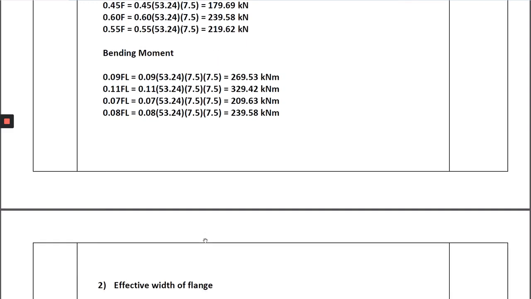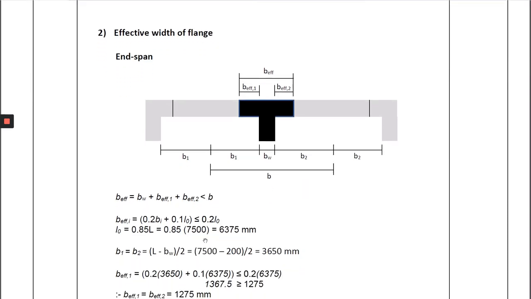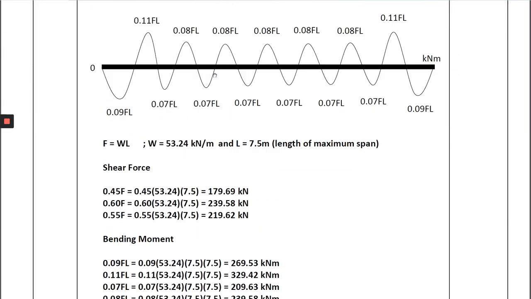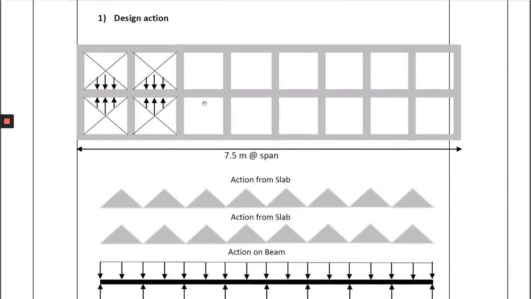Next process, you have to determine the effective width of the flange, because this is a flanged beam, as I said before, because the beam is connected to the slab. So in my case here, this is the section of the beam that I'm going to design. This is actually the perpendicular section to the beam that I'm going to design. This is the cutting section.